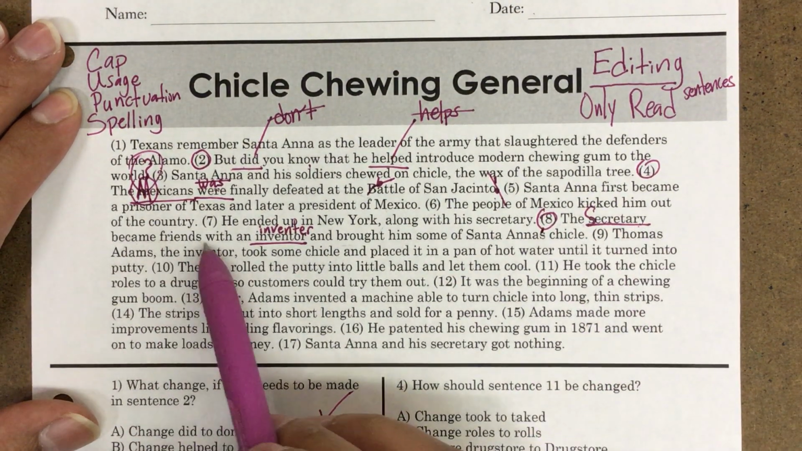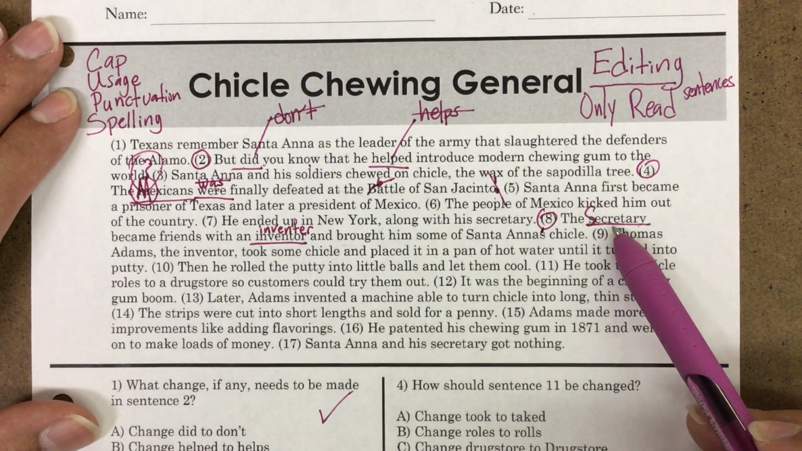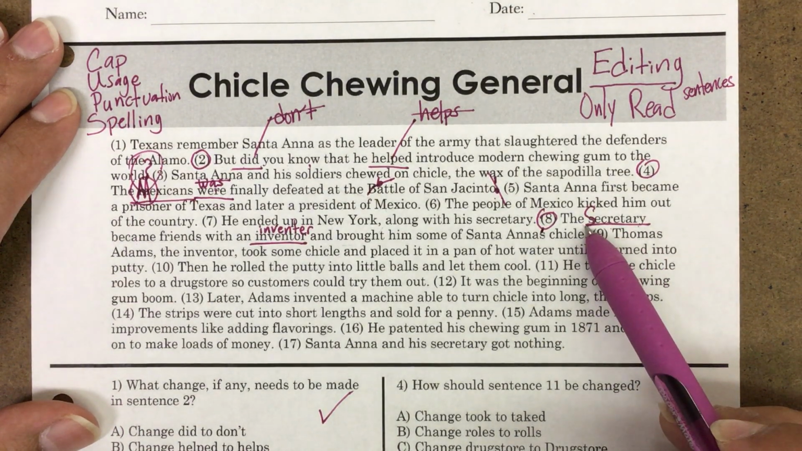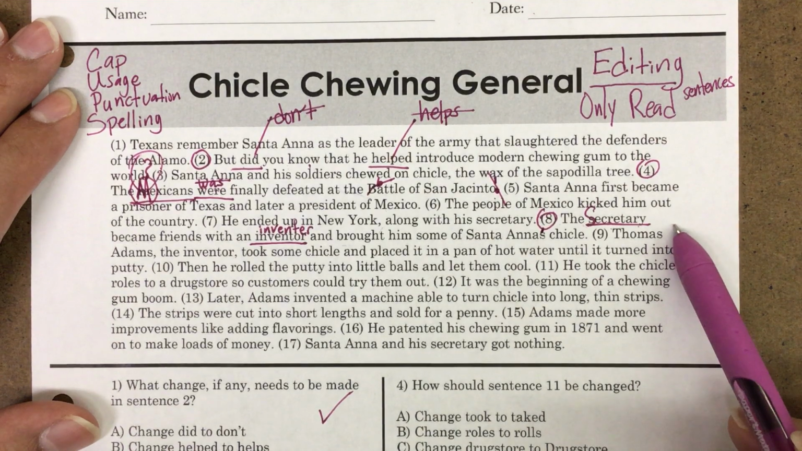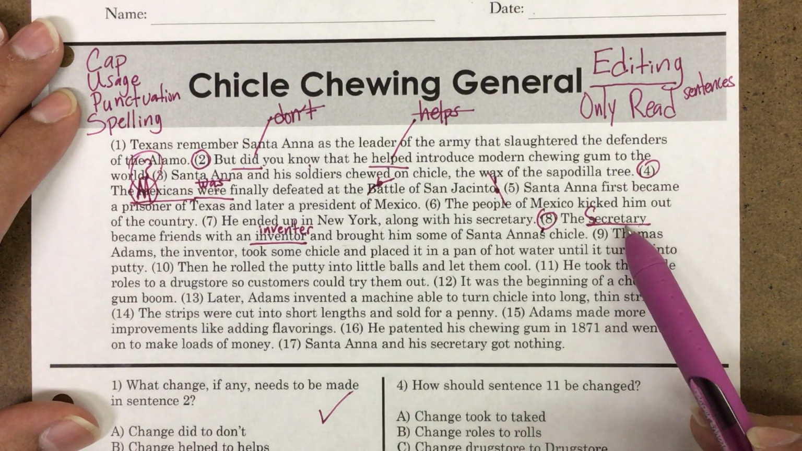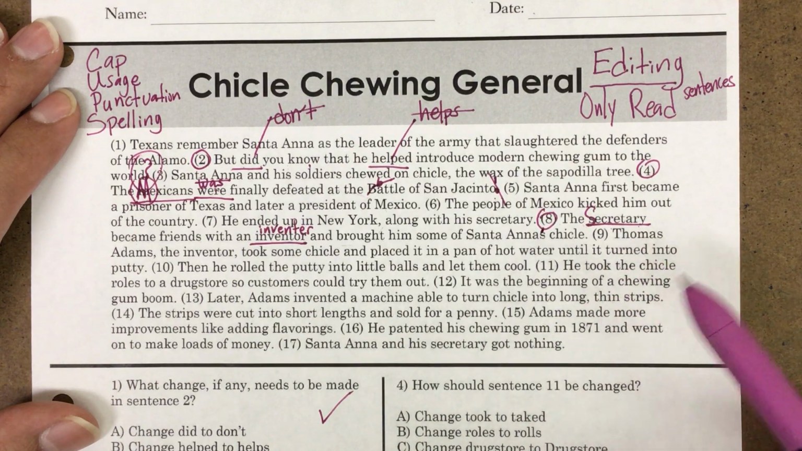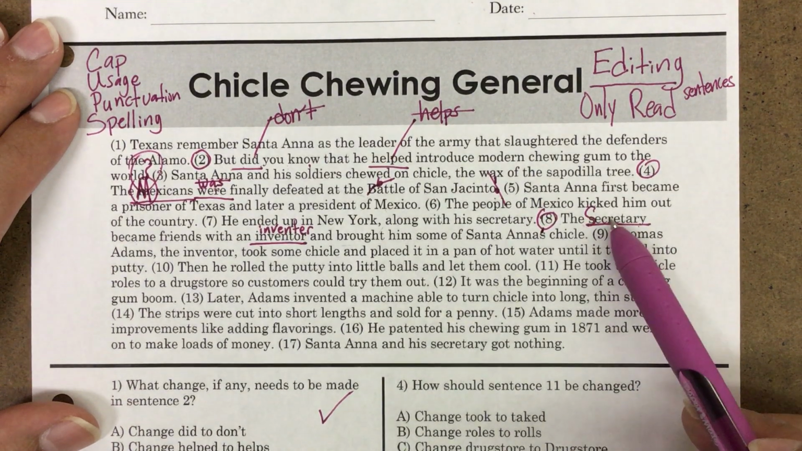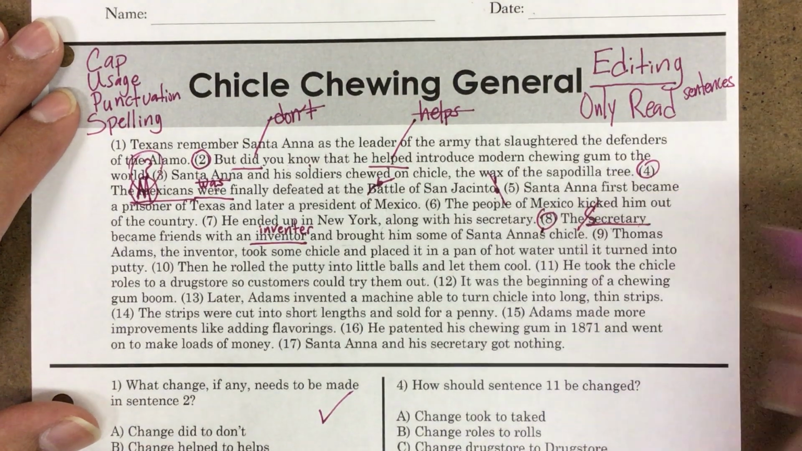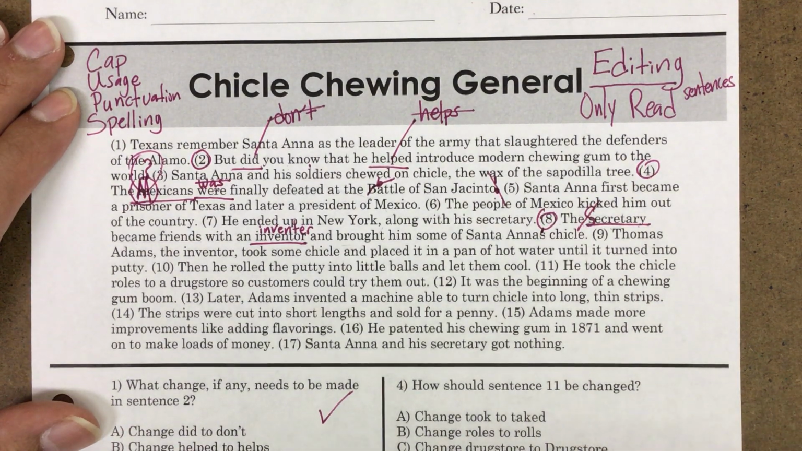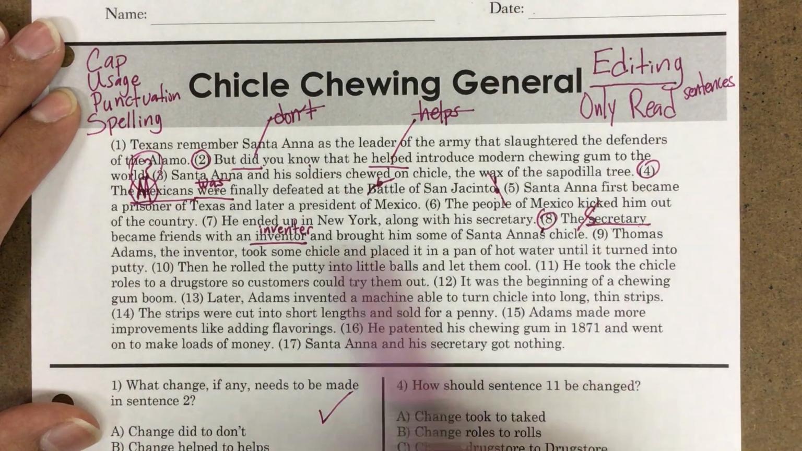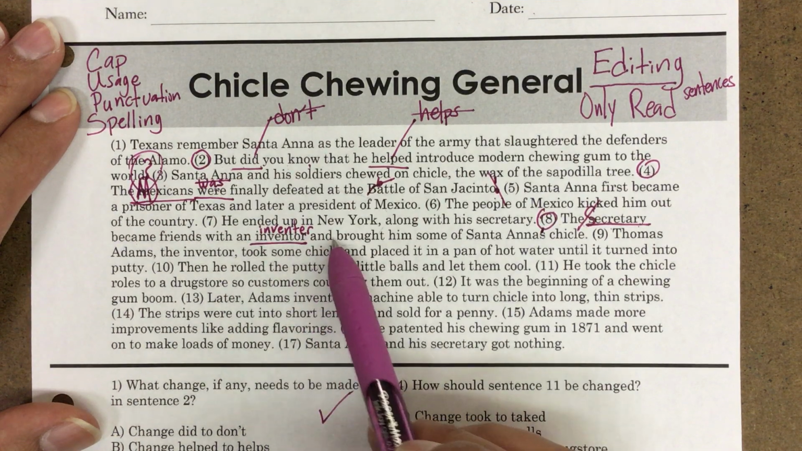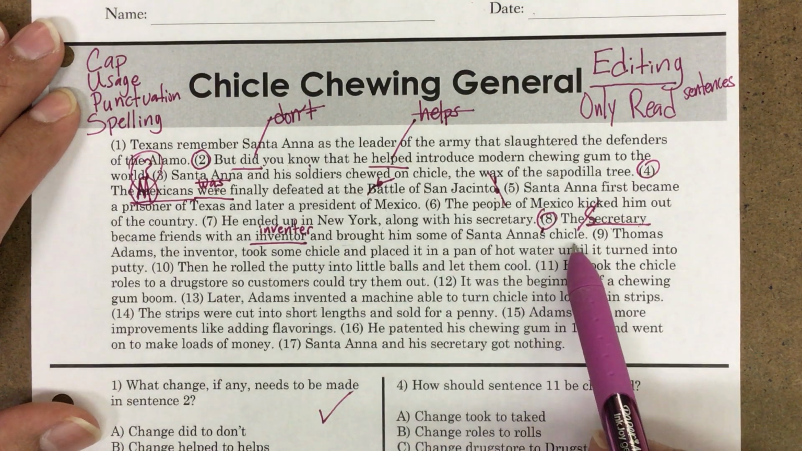The secretary became friends. Now, does the word secretary need to start with an uppercase letter if we don't know the name of the secretary? Remember, secretary is a common noun. If it would have said the name of that secretary, then we would have the name capitalized. But the word secretary should never start with an uppercase S. So cross it out. The secretary became friends with an inventor and brought him some of Santa Anna's chicle.